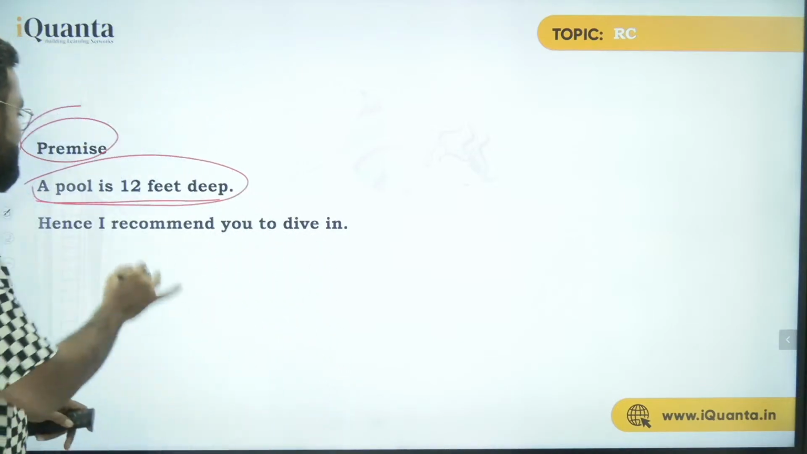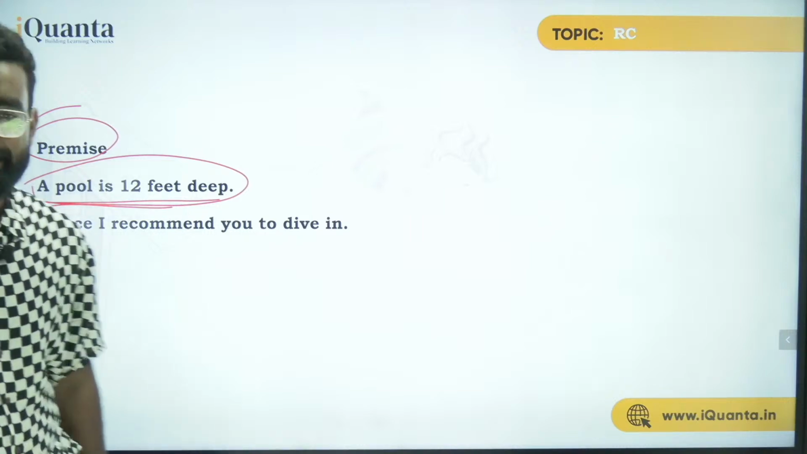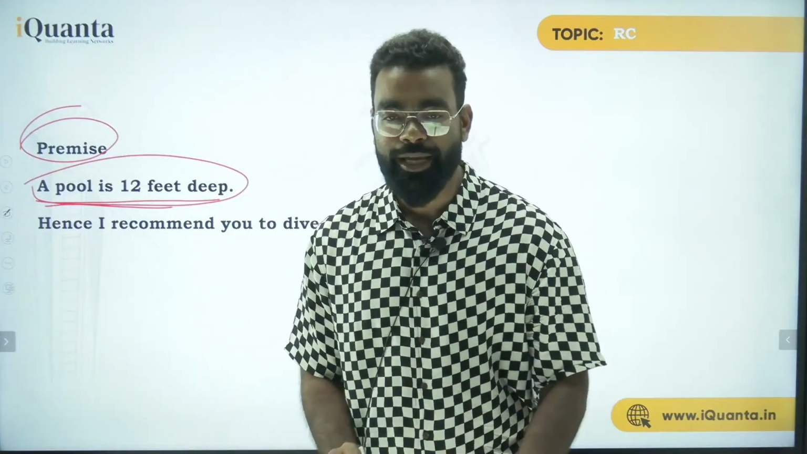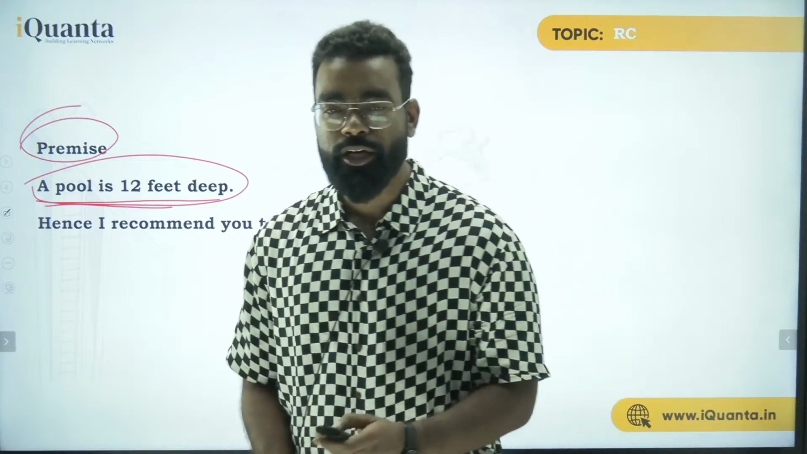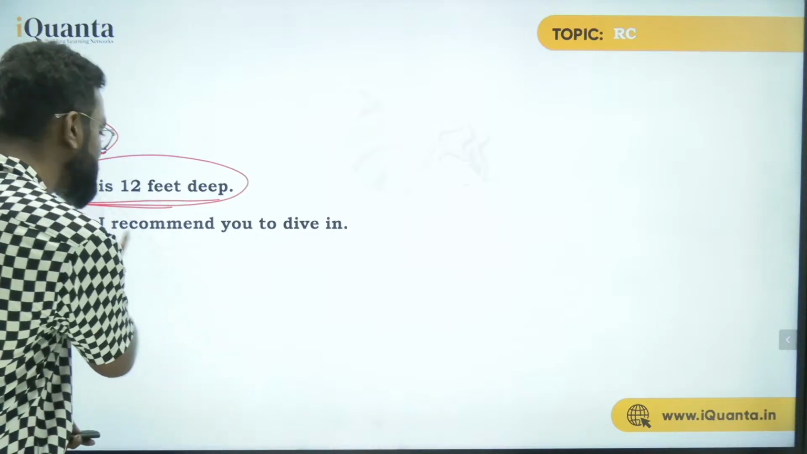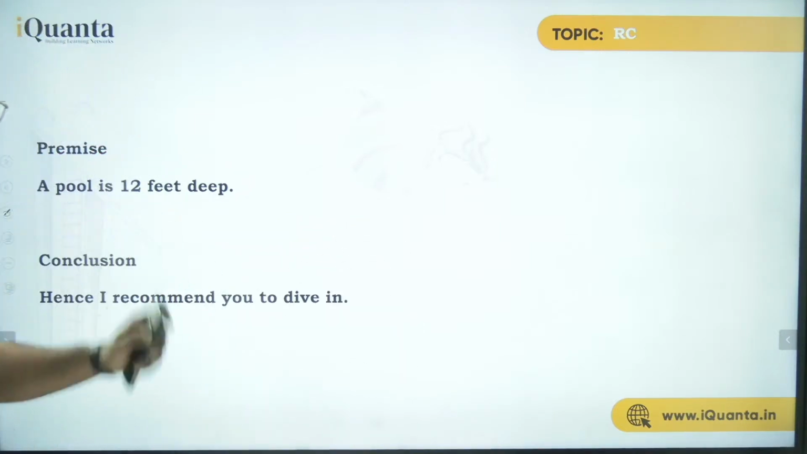Out of these two sentences, this one is premise. Am I clear? So what is this? Premise. All of you with me? So the next thing we are going to learn now, what after premise? So what is my second statement? My second statement is this. And this is basically what it is, conclusion.